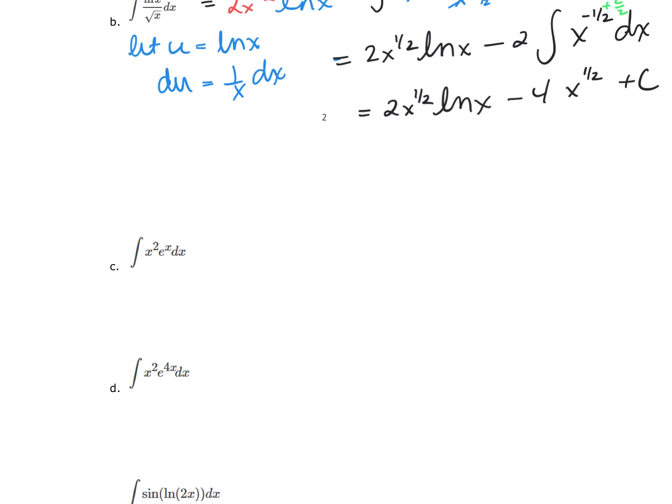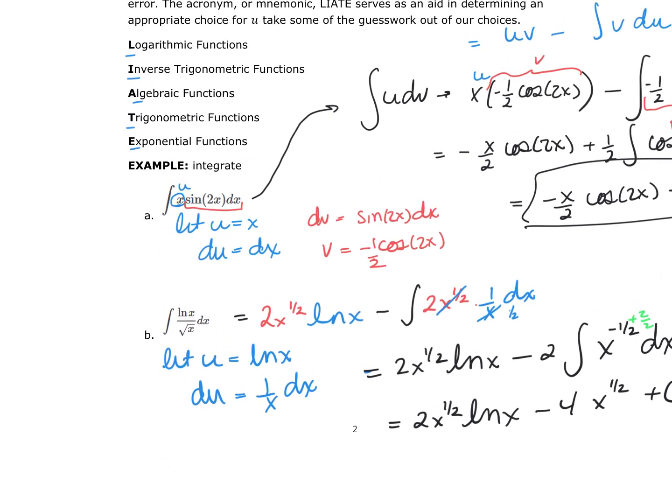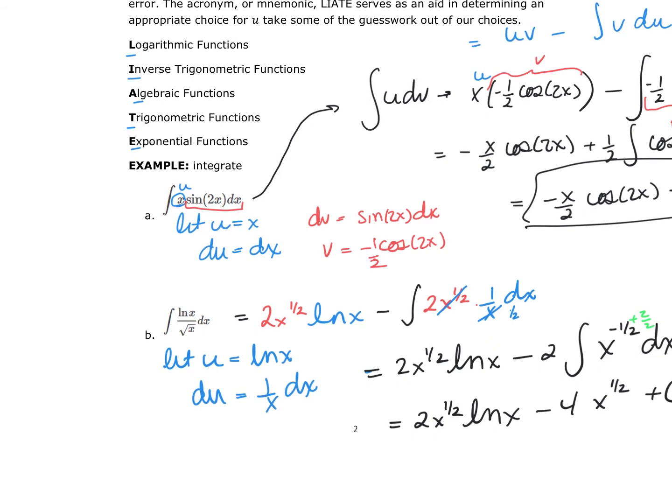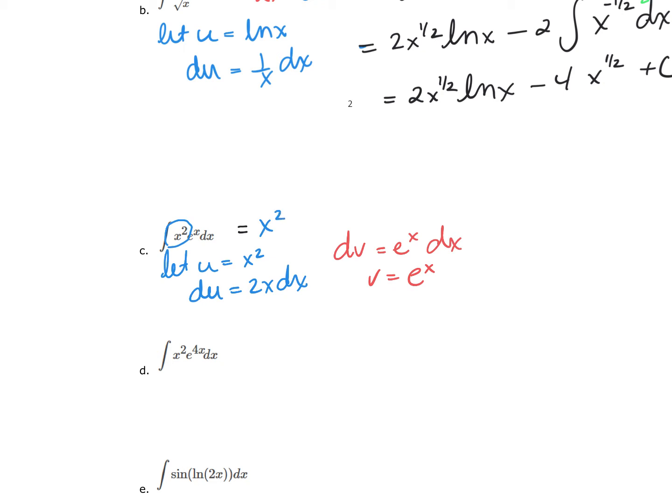So with c and d, again, I'm going to sit back, have my cup of coffee. Logarithmic functions, inverse algebraic functions will come before exponential functions. So that means this must be my u. So let u equal x squared, and du is equal to 2x dx. dv is equal to e to the x dx. That means v is equal to e to the x all day long. So then this becomes x squared e to the x minus the integration of 2x e to the x dx.